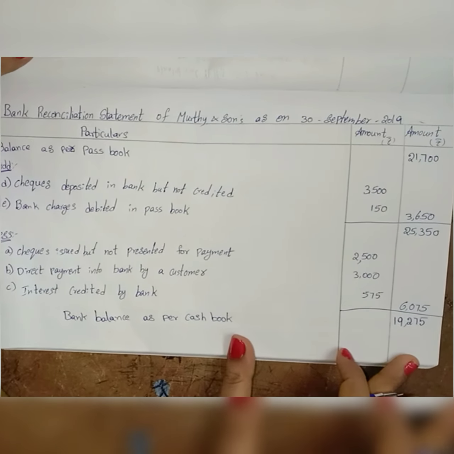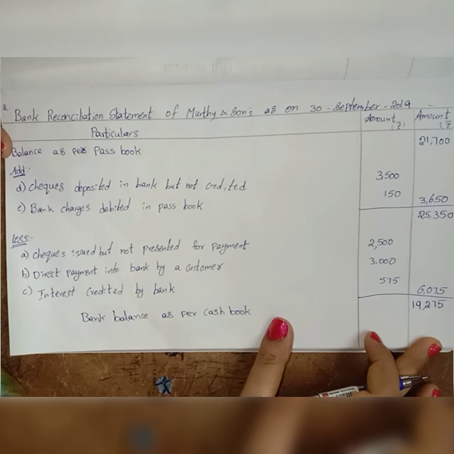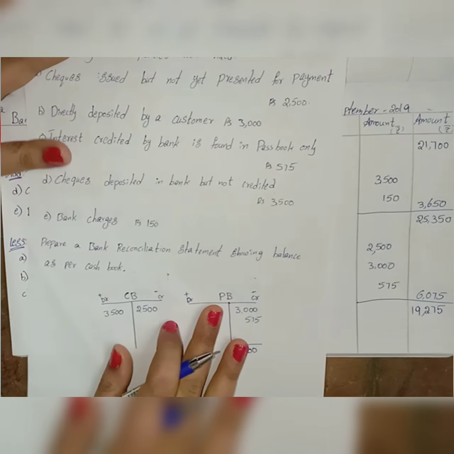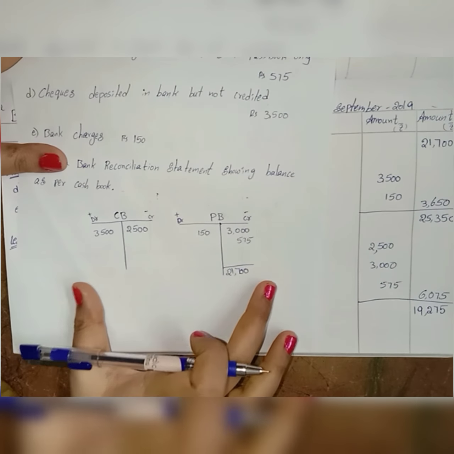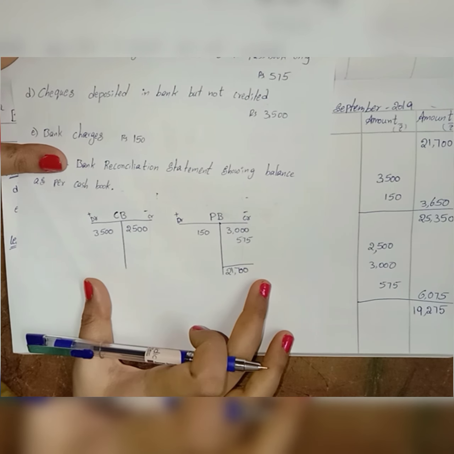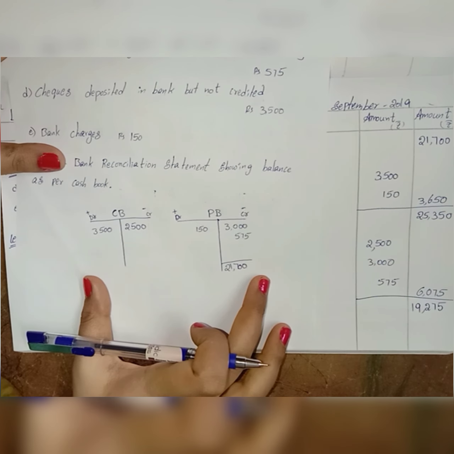Right, this is our second sum of BRS. It's very easy. If we are able to know this rough work, we can easily do the sum.